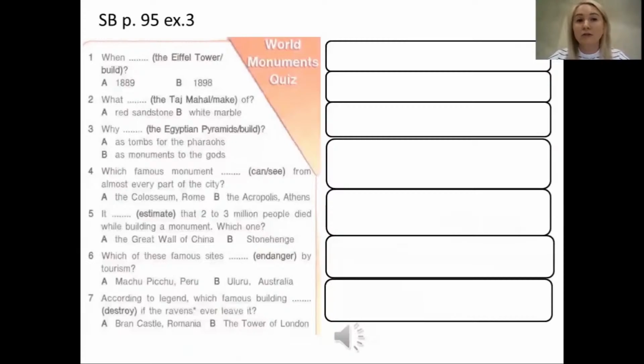So let's try to do the quiz about world's monuments. But before we answer the questions, I ask you to do the task. You should put the verbs in brackets into the correct passive form. We will do it all together. So I give you some seconds to think and decide what you put in the first gap.